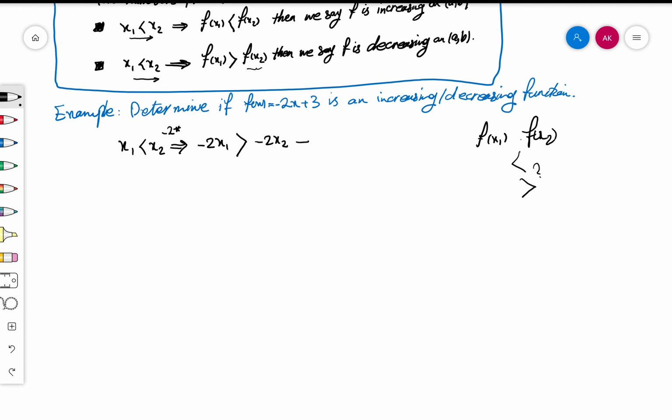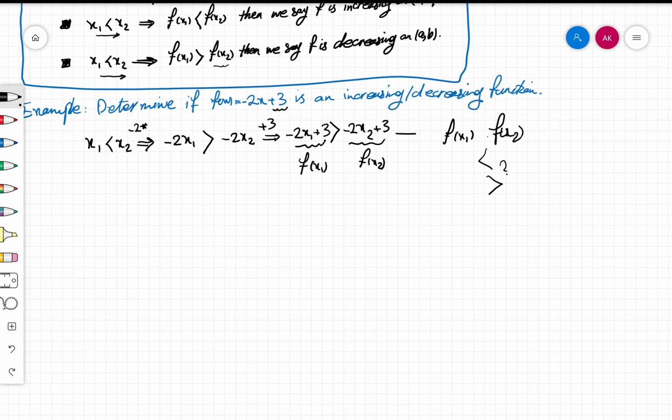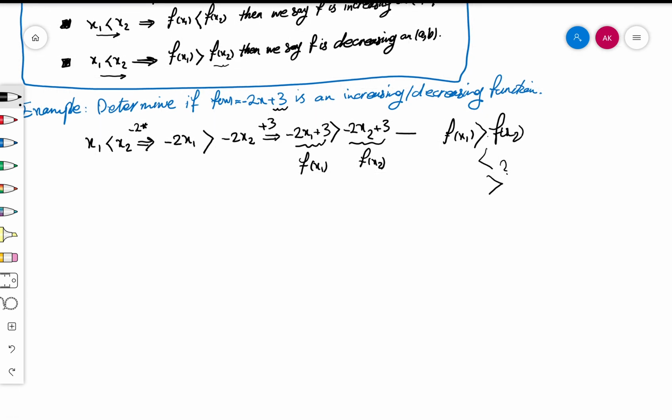Then, we are off by plus 3 on both sides. So I add the number 3 to both sides of this inequality. When you add a constant number to both sides of an inequality, the inequality stays the same. So this is what we get. Well, we are there. This here is f at x1, and this here is f at x2. And as a result, f of x1 is going to be bigger than f of x2. What does it mean?